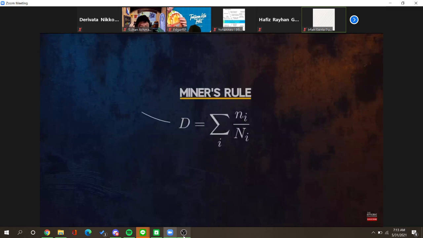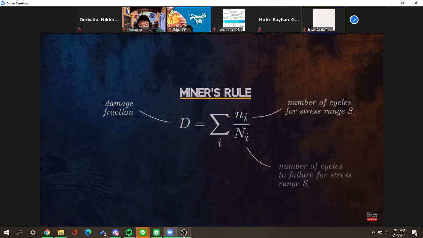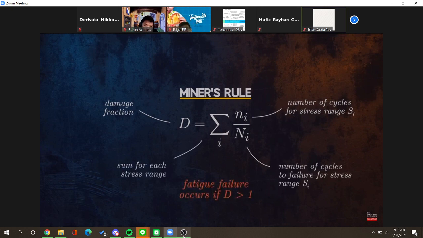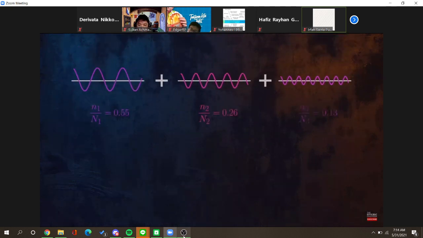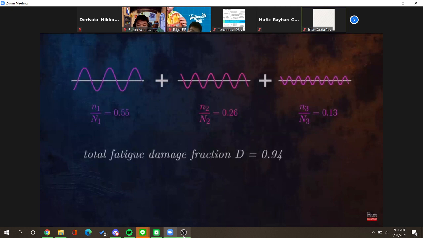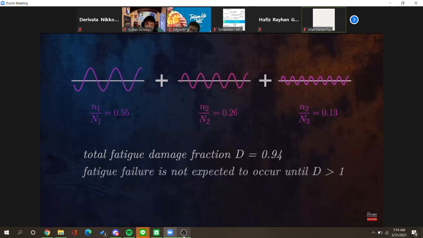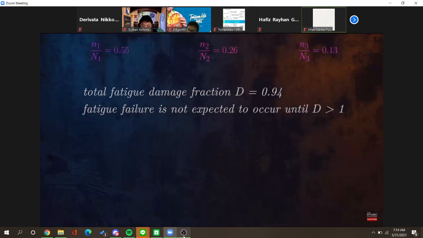It calculates the damage fraction D as the sum of the fatigue damage contributions for each stress range. The individual contributions are calculated by dividing the number of cycles by the number of cycles to failure for that stress range. The damage contributions from all stress ranges are then summed. If the total sum damage fraction is greater than 1, fatigue failure is considered to have occurred. In this example, the damage fraction D sums to 0.94. This is less than 1, and so fatigue failure has not occurred.